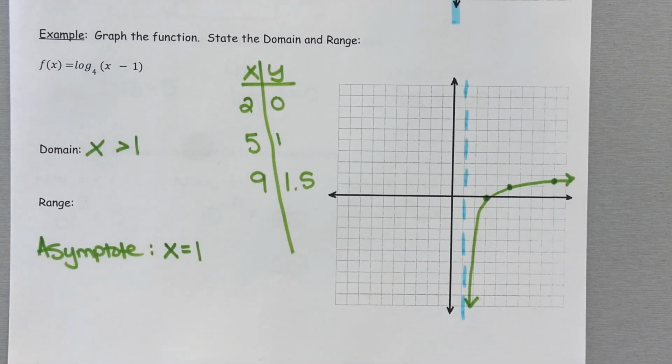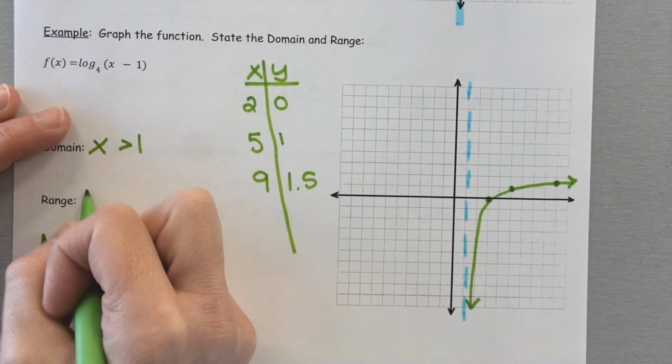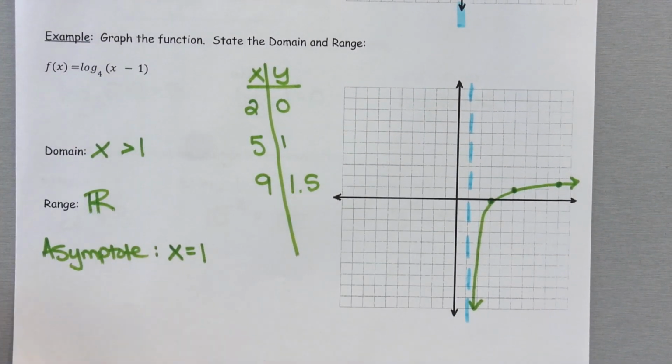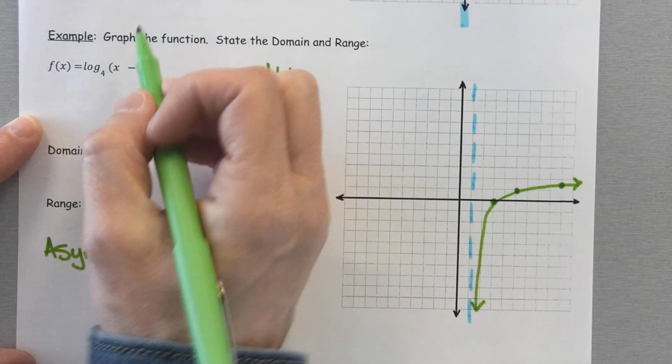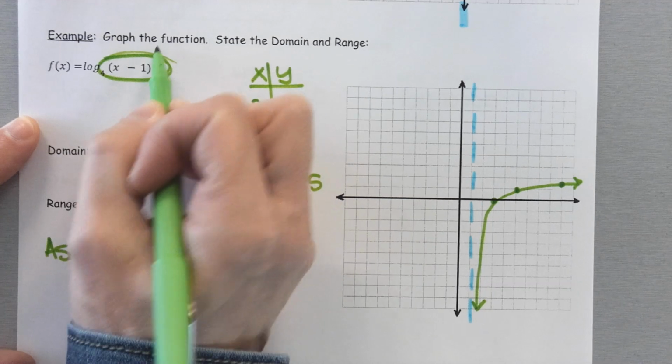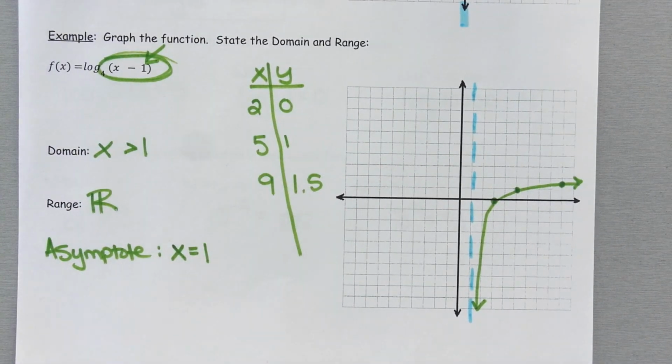And then the range, is this going to go up and hit everything? And down and hit everything? So it's all real numbers for this part. Okay? So the only time this number changes from 0 is if you have a parenthesis and inside it you have addition or subtraction. That's going to be what moves your asymptote. Otherwise, it's going to be at 0 every single time.